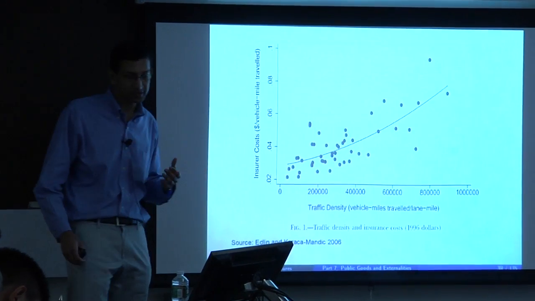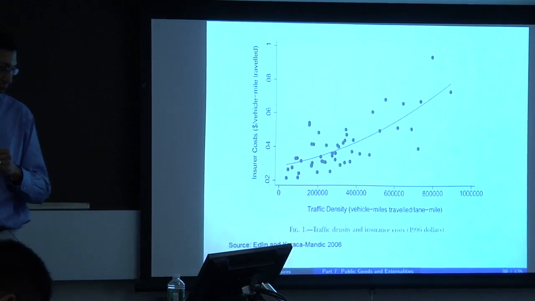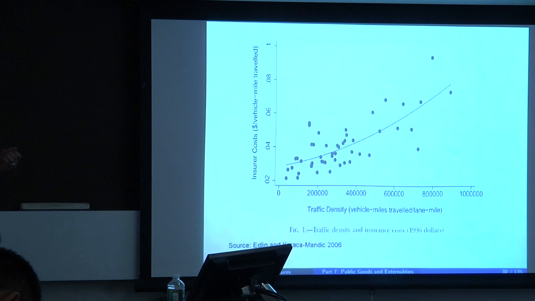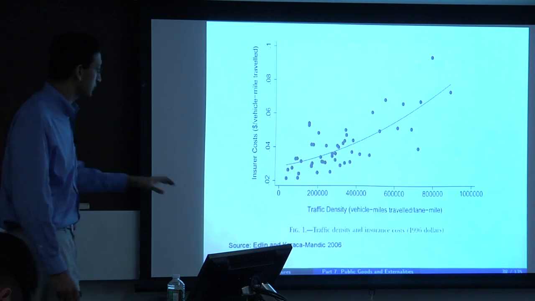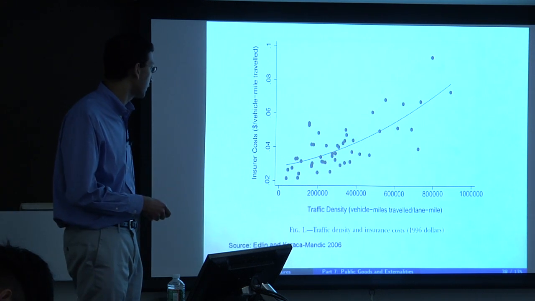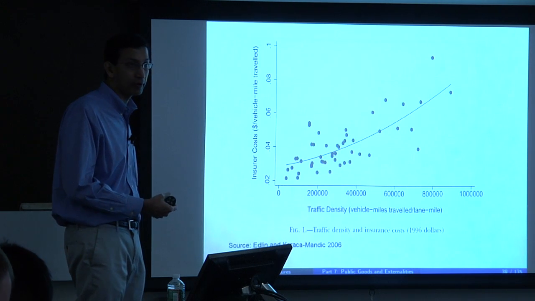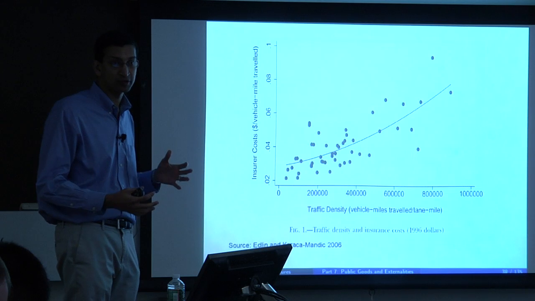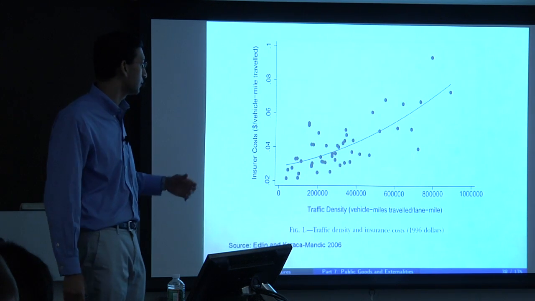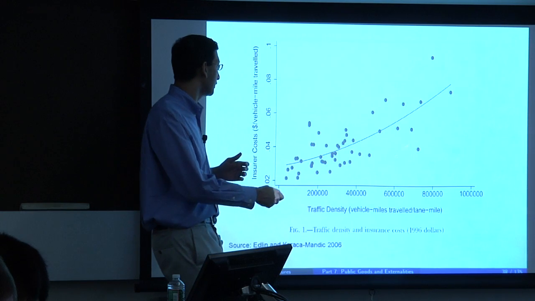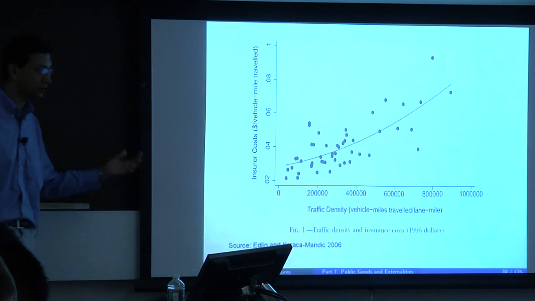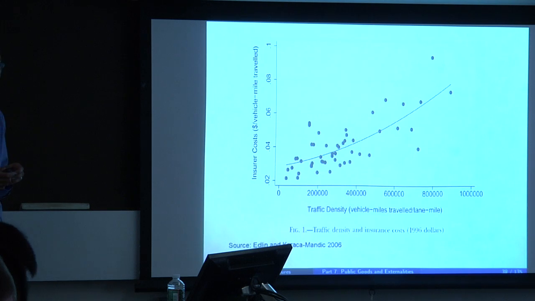And on the x-axis is traffic density, a measure of the number of vehicle miles traveled per mile of road that you have. And you can see, first of all, as you'd expect, that insurance costs are higher in places with more cars on the road. Okay, so think of LA or New York City on the right side, and more rural places on the left side.